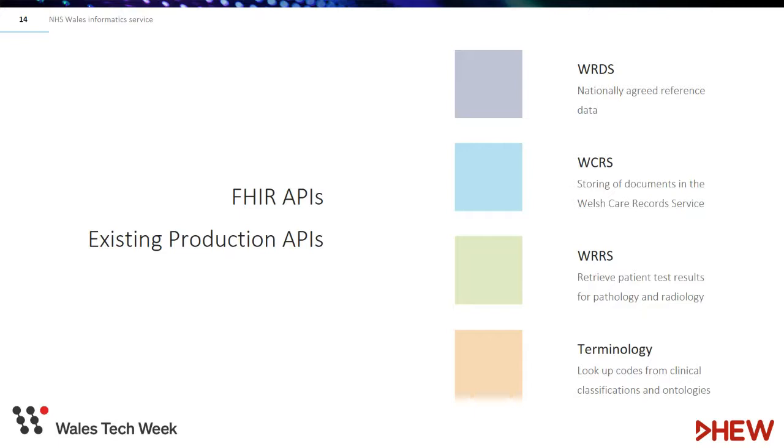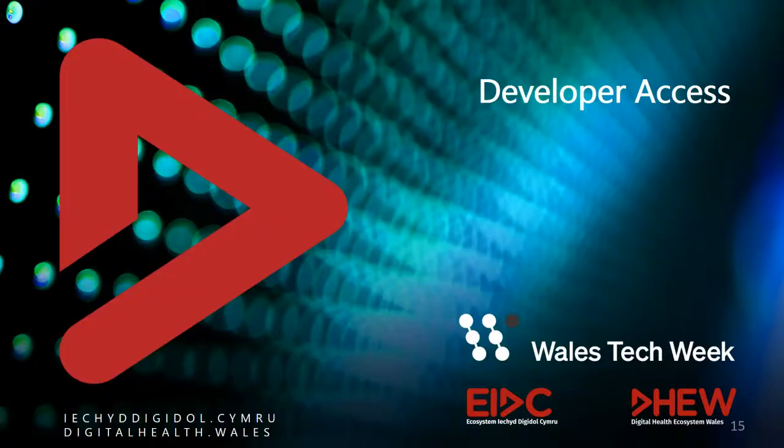So with regards to FHIR, we've already looked at the national agreed reference data, looking at WCRS, the Welsh Care Record Service, where we could put a FHIR facade on top of that for storing of documents, WRS, where we could look at retrieving patient test results for pathology and radiology, and terminology as well, where we could expose FHIR terminology, where you could look up codes for clinical classifications and ontologies.